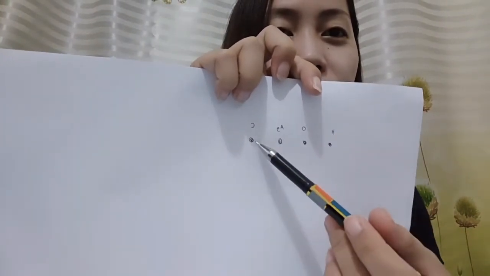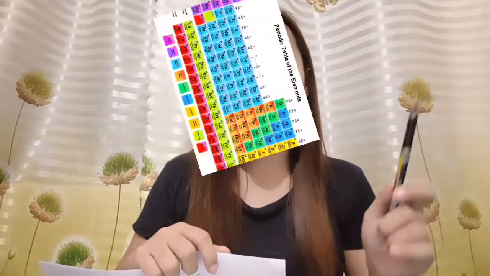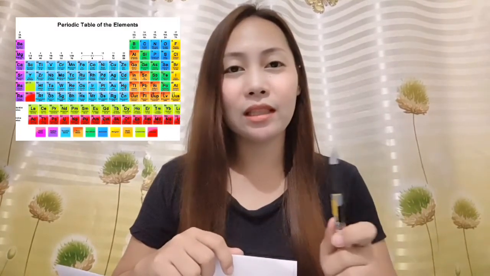Yan yung element. And we have 118 elements na na-discover. At yun yung makita sa periodic table of elements. Nandun lahat ng uri ng elements na bumubuo sa mga products na nagagamit natin ngayon. So, yung damit na sinusuot nyo, yung ballpen na ginagamit nyo, yung paper na sinusulatan nyo, yan ay binubuo ng elements.